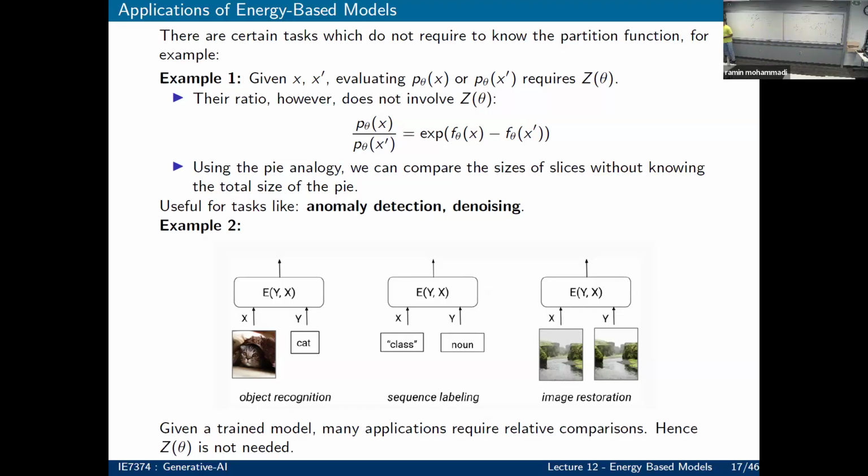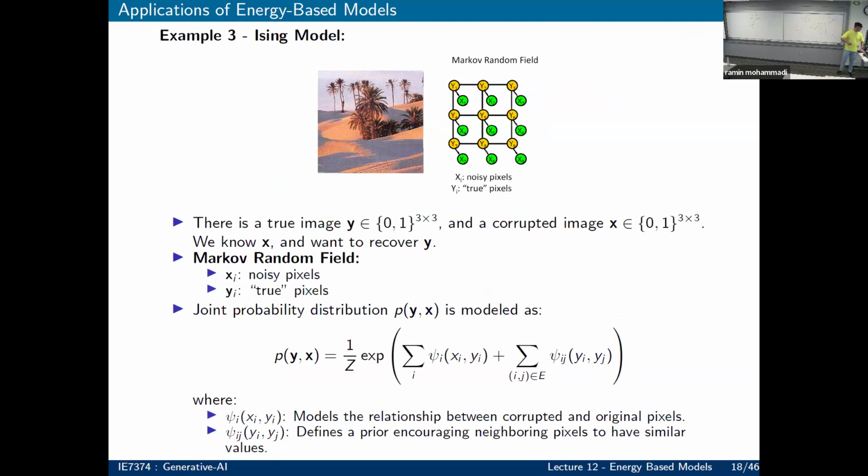You might need Z for seeing if the data is likely, but maybe you don't need Z to answer a certain question. Or if you're trying to restore an image, you have an image and you try to improve it, maybe you actually don't need the Z value for that. And that comes also back to another type of model called the Ising model. We use this Ising model for denoising. So you have this image, by default it had noise, and your idea is to denoise it.